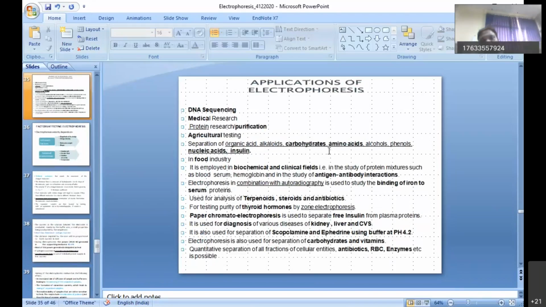So that is all about the application of electrophoresis. It has application in DNA sequencing. After sequencing, you can run the DNA and find out what the sequence of the DNA is. In medical research and protein research, it can be used for the purification of any molecule. In agriculture testing, for separation of organic acids like alkaloids, carbohydrates, amino acids, alcohols, phenols, the electrophoresis technique can be used. And similarly, there are several applications as mentioned.